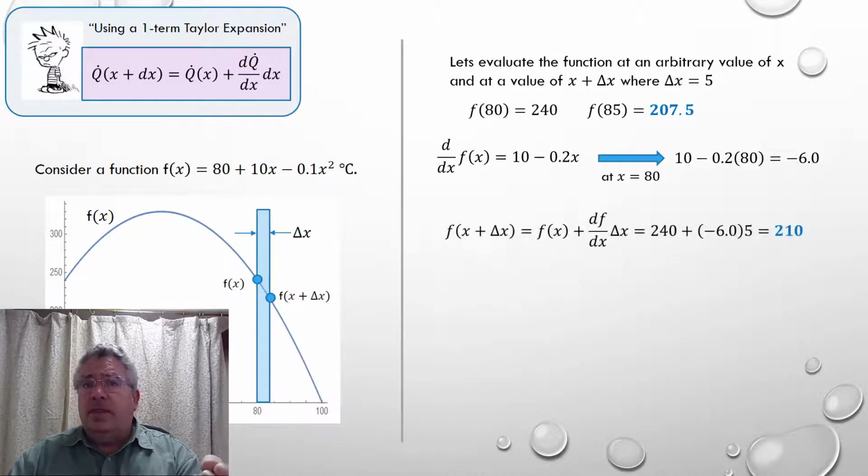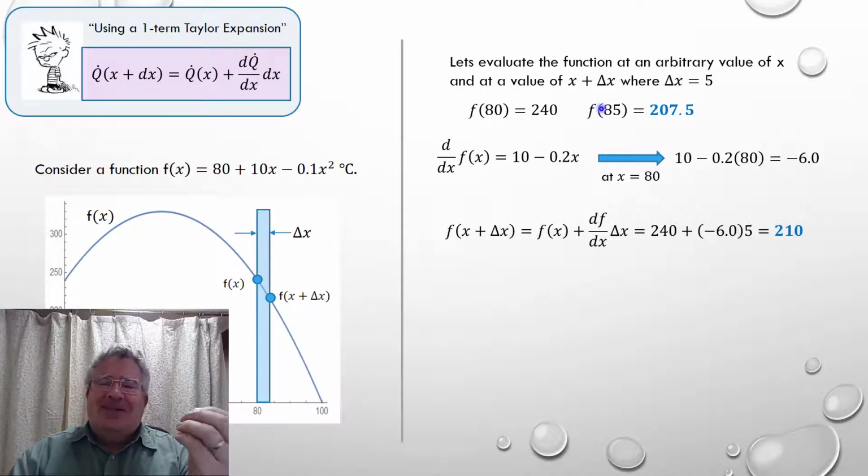And then we're going to say that this term, I've already evaluated it: the value of the function at x equaling 85 is 207.5. But the approximation is to start with the value of the function at 80, which is 240, and then add to that the value of the derivative evaluated at 80, which is minus 6, and multiply that term by this delta x that you're interested in, in this case 5. So we get to 210.